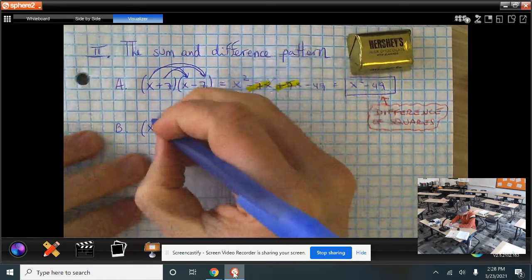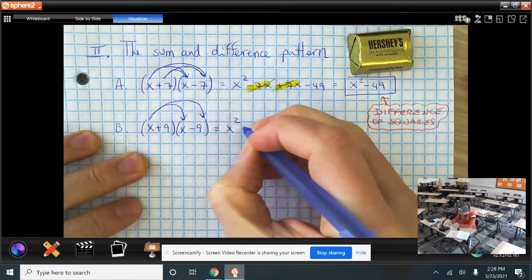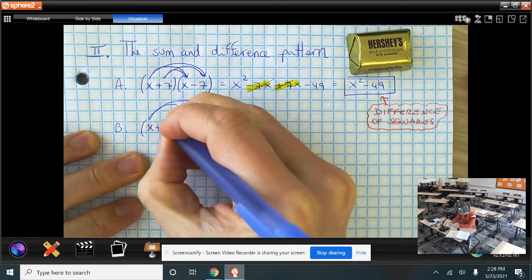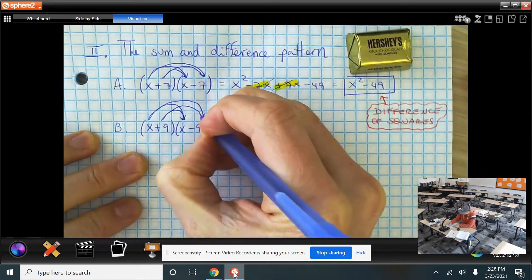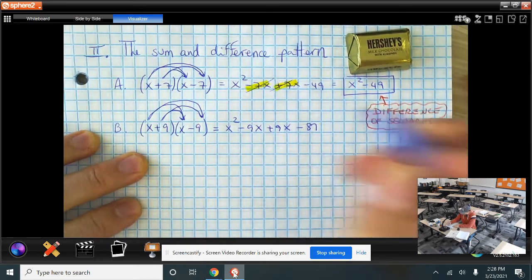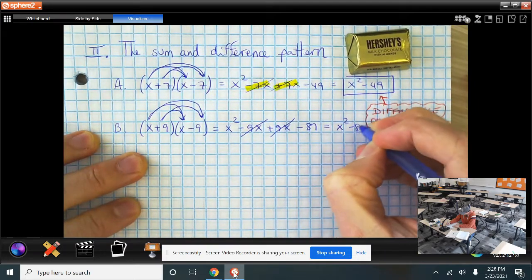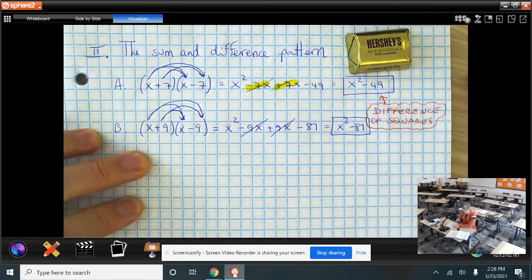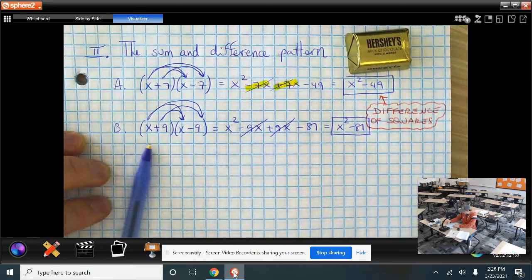I hope you did this. So x times x is x squared, and x times negative 9 is negative 9x, and 9 times x is positive 9x. And 9 times negative 9 is negative 81. The two middle terms cross out, and you're left with x squared minus 81. That is another difference of squares, because it's really x squared minus 9 squared. And that is your answer.